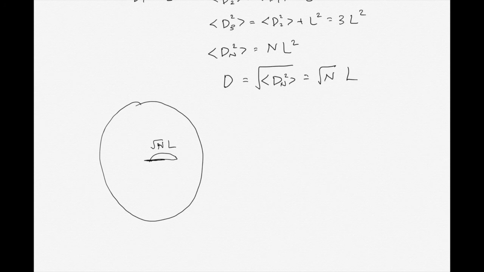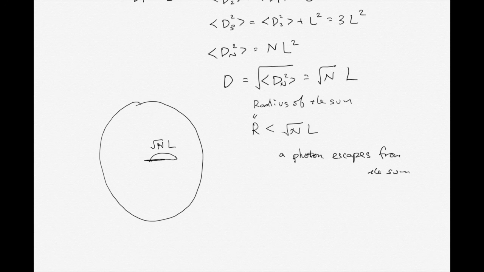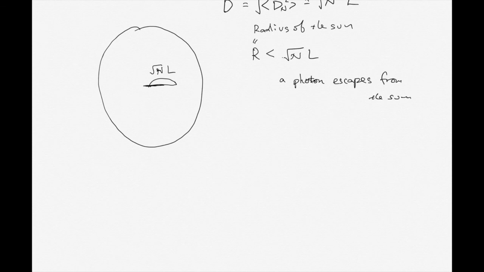So if the distance square root n times l is larger than R, the radius of the sun, then the photon escapes from the sun. Then we can calculate the required number of collisions for a photon to get out of the interior of the sun. R, the radius of the sun, equals square root n times l. From this equation, the required number of collisions can be calculated: n equals R squared over l squared. This is the required number of collisions for a photon to get out of the interior of the sun.